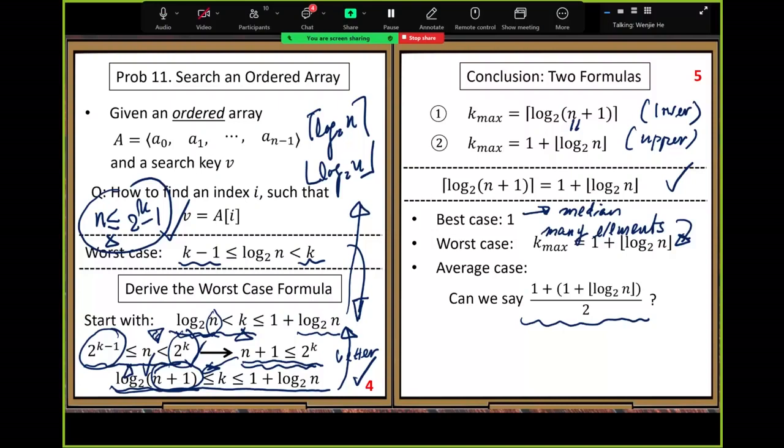And for the cases in the middle, not the best, not the worst, the number distribution could be different. So you cannot assume the average case appears at the midpoint, because this expression corresponds to the midpoint of the best case and the worst case.